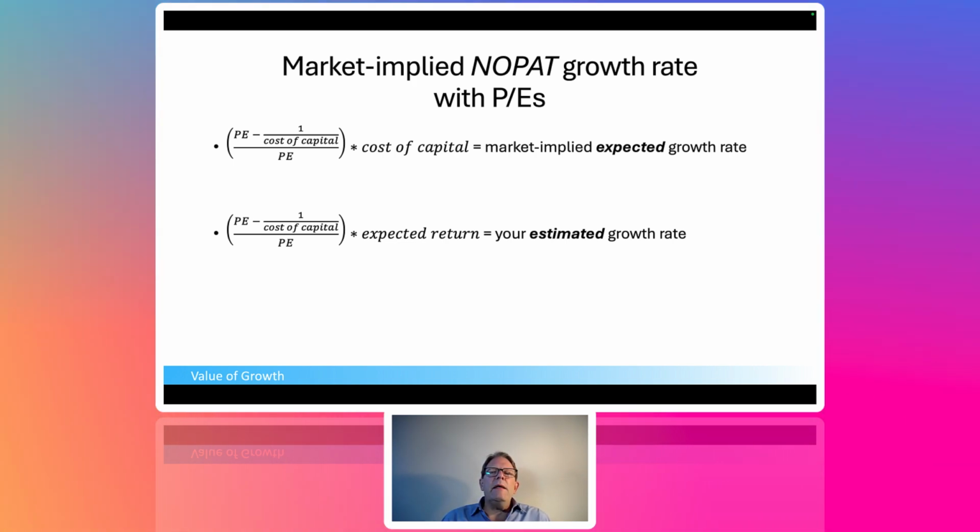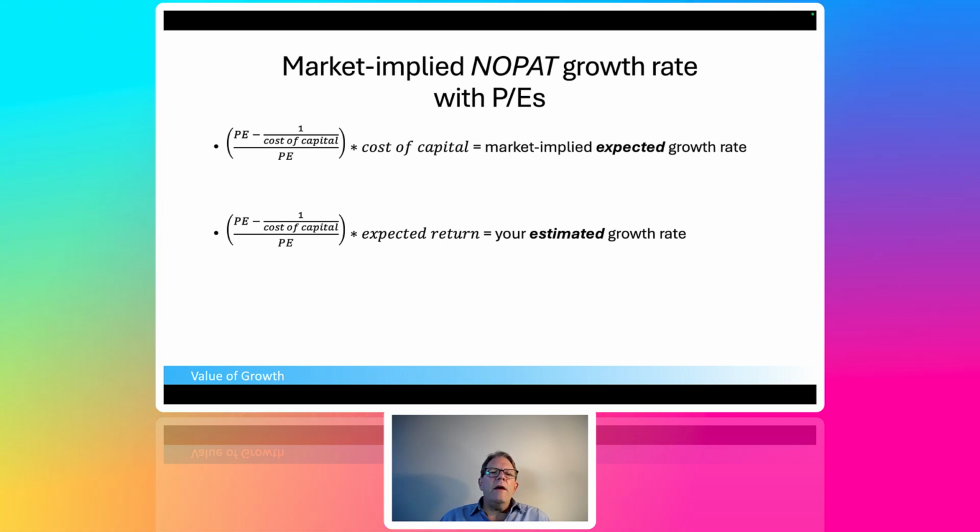So take your PE, minus one over the cost of capital. If your cost of capital is 8%, then the term on the top on the right is going to be 12.5. And then take your PE. So the first part of the equation is just the percentage of the PE accounted to growth, the percent of the PE not accounted to that perpetuity, no growth PE. Now multiply that by your cost of capital, and that's the market implied expected growth rate.